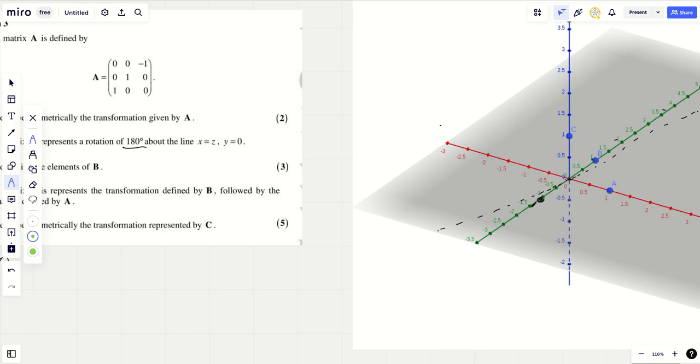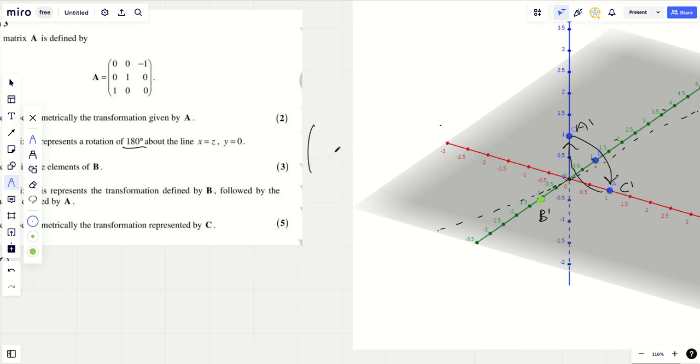Let me do these in different colours, or I'll label it quite clearly actually. So this is B dash, which is the green one here. A is going to be reflected onto C, and C is going to be reflected onto A, because a rotation of 180 degrees is just like a reflection basically. And so this is now C dash, and this is now A dash.